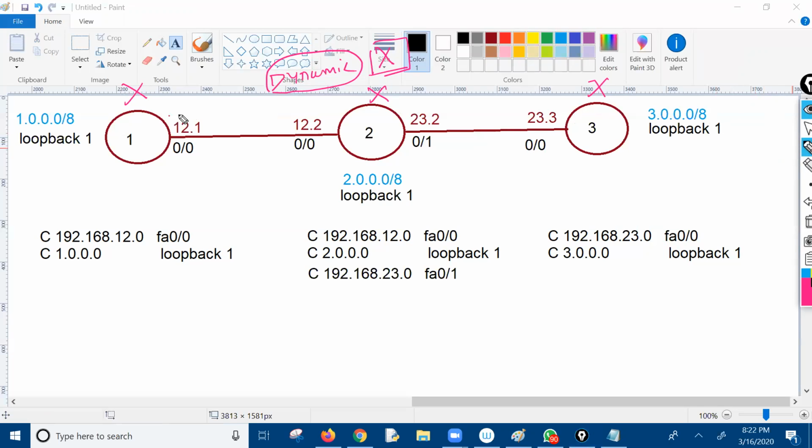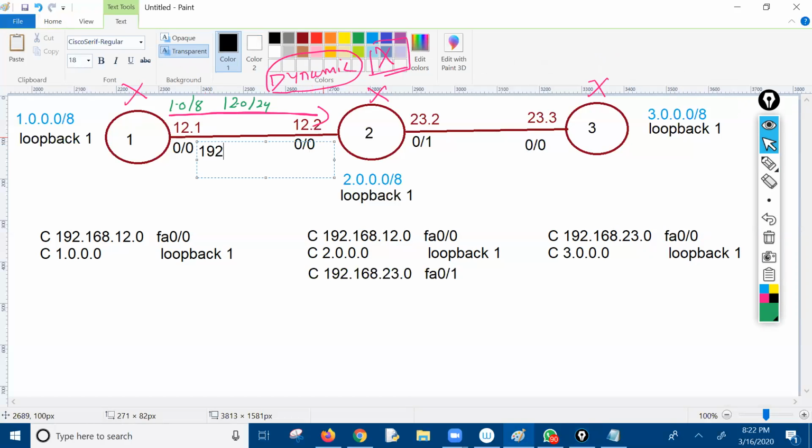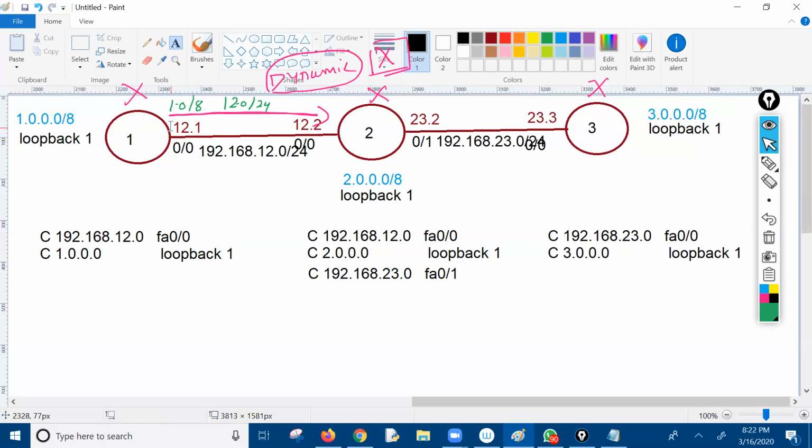R1 is going to inform R2, hey dude, I have some information for you. And in this information, what will this one say? This one will say the information about 1.0/8 and 12.0/24. This interface, right? We have a network ID of this one /24, and we have a network ID of this one /24. So R1 is going to share this information, the 1.0 information, this LAN network, and the 12.0 information. R1 is going to share this information to R2.